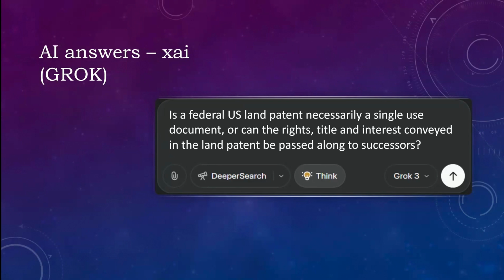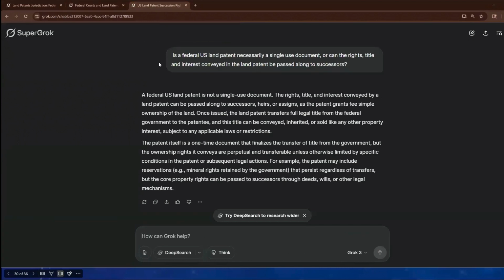Is it a single-use document, or can the rights, title, and interest conveyed in the land patent be passed along to successors? And here's the answer. A federal U.S. land patent is not a single-use document. The rights, title, and interest conveyed by a land patent can be passed along to successors, heirs, or assigns, as the patent grants fee simple ownership of the land. Once issued, the land patent, and fee simple ownership is not correct. It's allodial ownership of the land. Once issued, the land patent transfers full legal title, lawful title, from the federal government to the patentee, and this title can be conveyed, inherited, or sold like any other property interest, subject to any applicable laws or restrictions. And the applicable restrictions on a land patent are none.